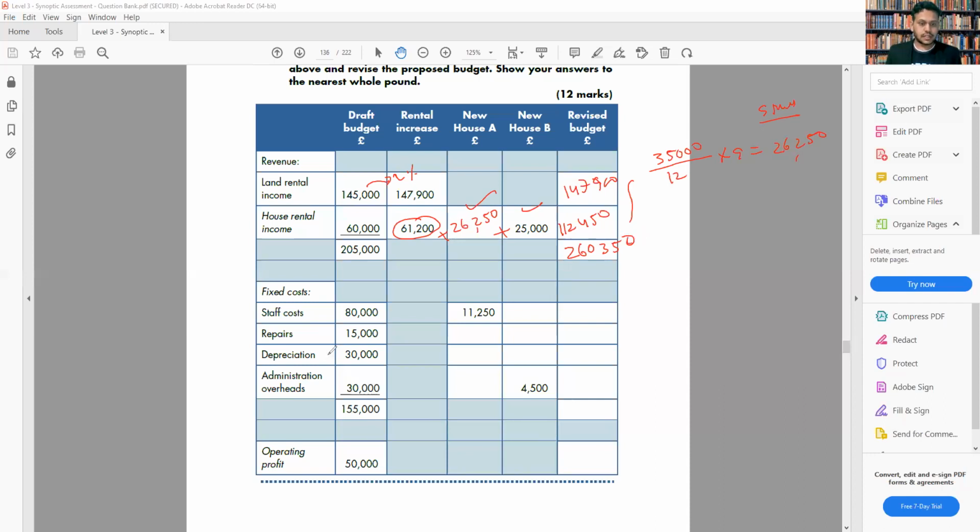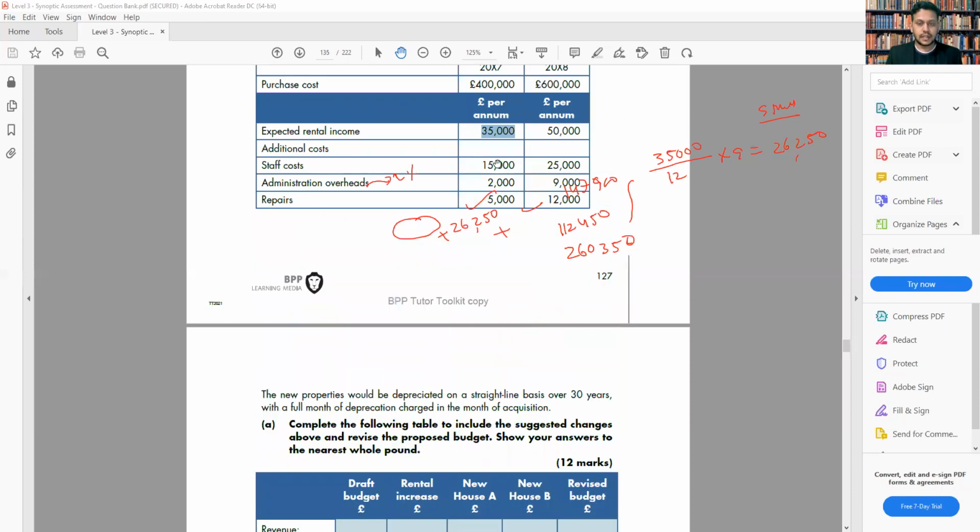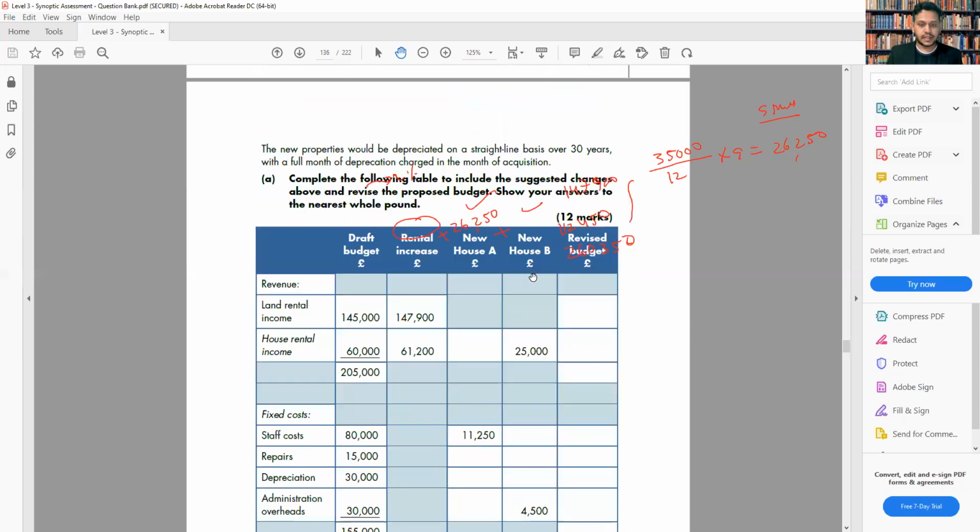Now we go to the cost. How much is the cost? The staff cost we have here for house A is 11,250. Let's have a look. All you have to do is the 9 months over 12 months. So 15,000 divided by 12 times 9. That gives me 11,250, and we can see they took 11,250. So we're happy with that.